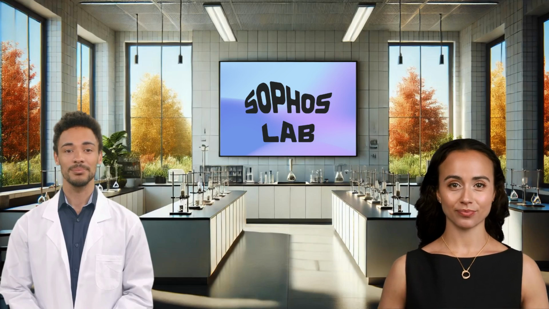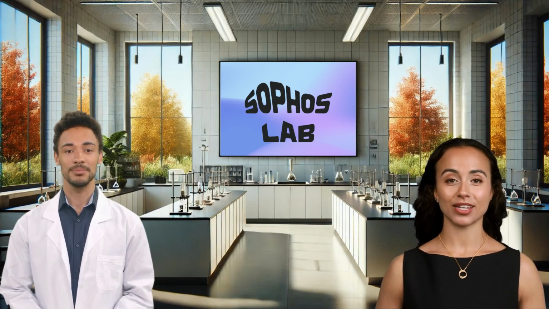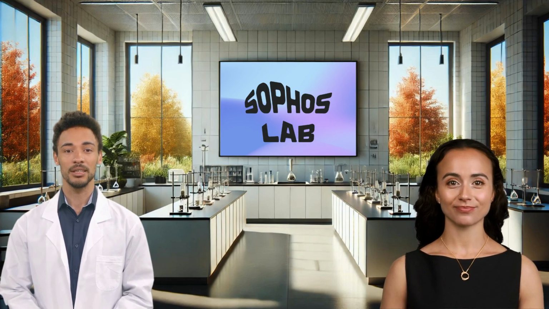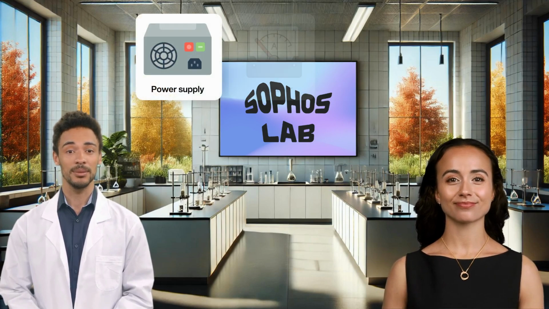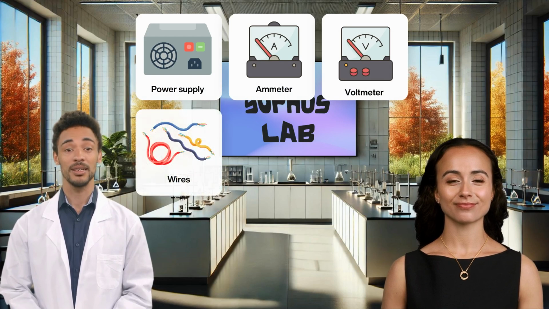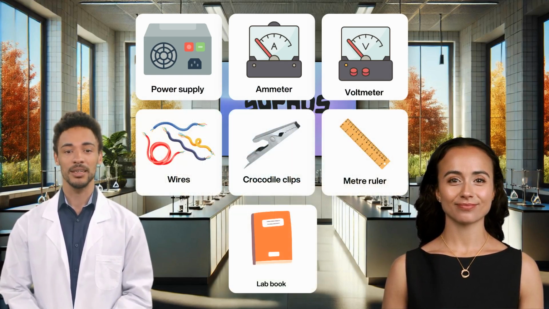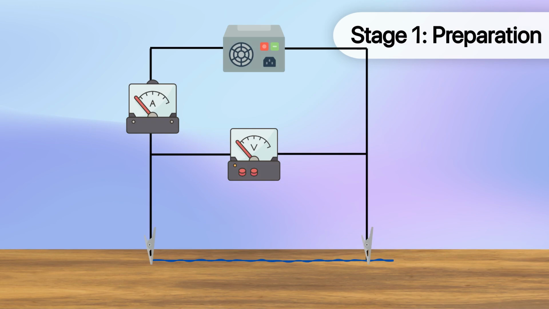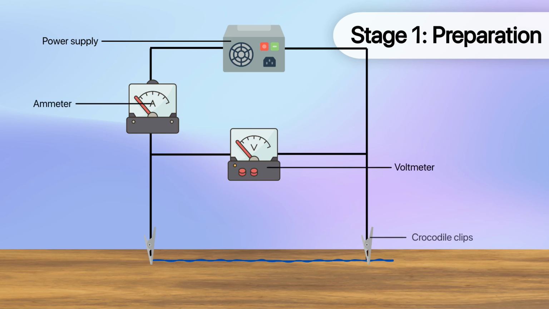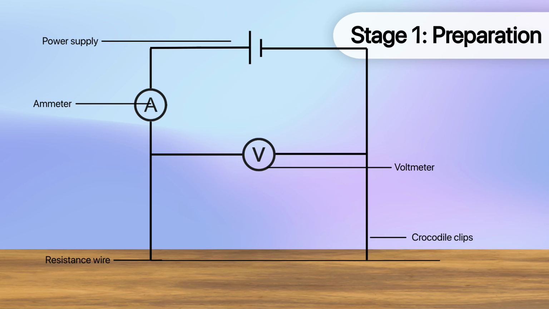On to the practical. Let's start by gathering our materials. Sam, what do we need? So for this practical, we need a power supply, an ammeter, a voltmeter, wires of differing lengths, crocodile clips, a ruler, and finally, a lab book to record our results. Once we have gathered our materials, we begin by setting up our circuit. We will connect our power supply to an ammeter and a voltmeter, as well as using crocodile clips to include a resistance wire. This is the circuit symbol format that we will keep a record of in our lab books.